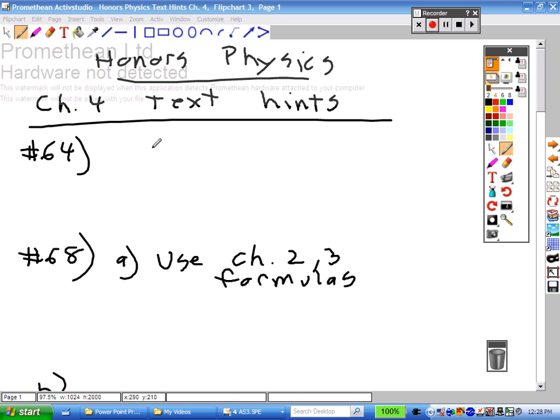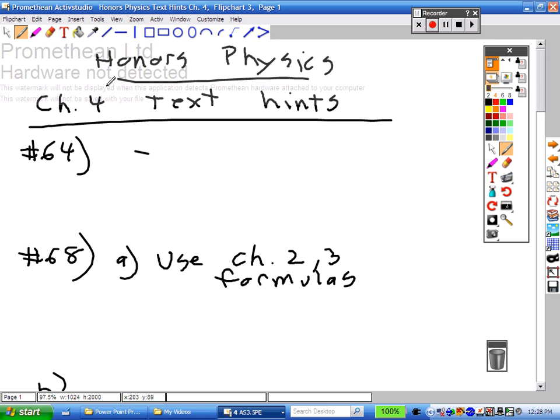I would suggest that for number 64, you simply use the weight formula, which is just m times g. Remember, the mass is different than the weight. So you multiply mass by the acceleration of gravity, or the gravitational constant, 9.8 meters per second squared.